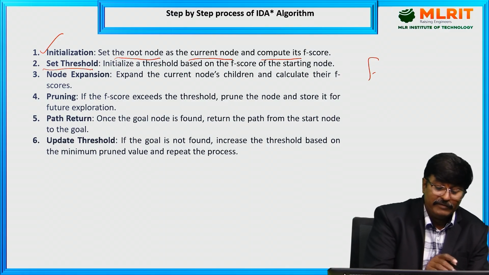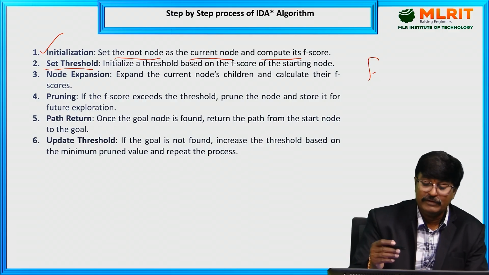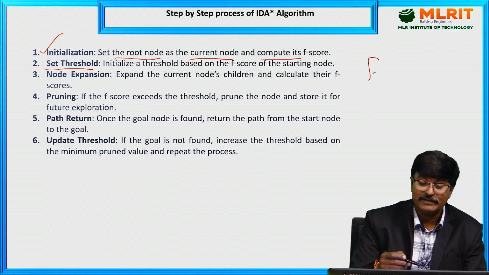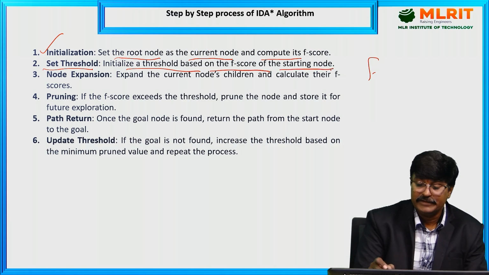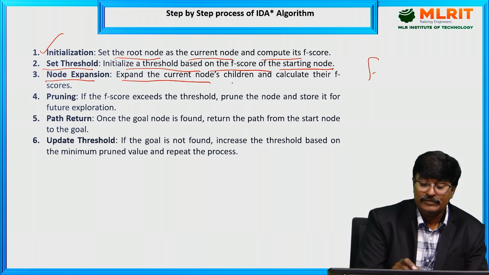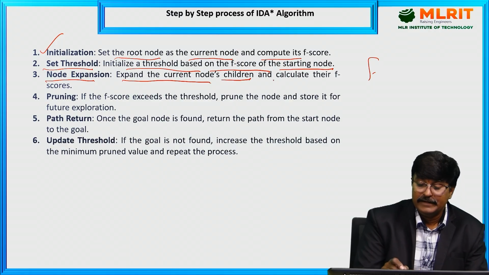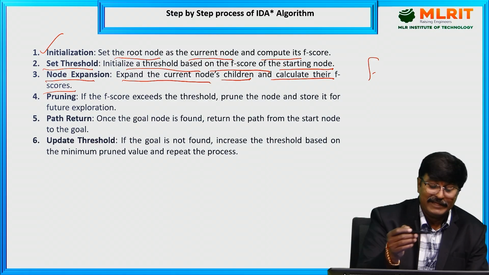Set the threshold value. You can keep whatever threshold value you want. Based on the threshold value, you are exploring further. Initialize the threshold based on the F score of the starting node. Node expansion: expand the current node's children and calculate their F scores. When you are expanding, you calculate the F score.